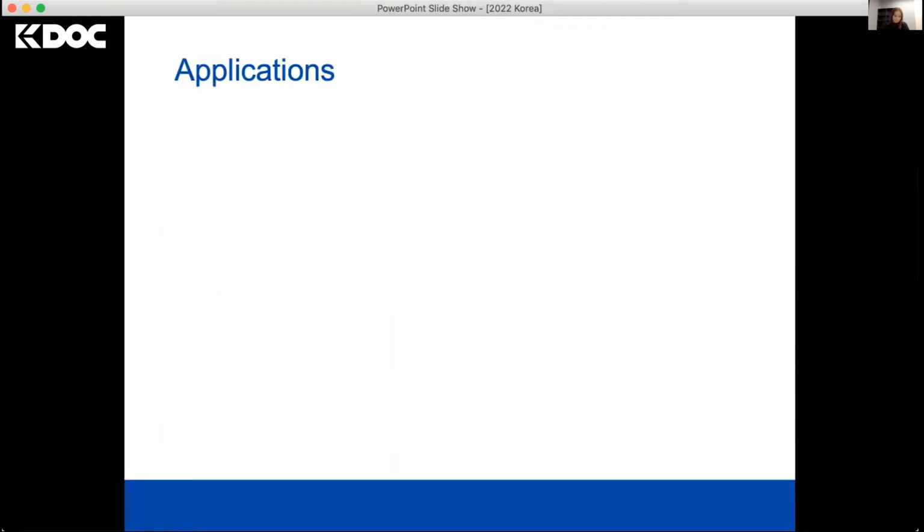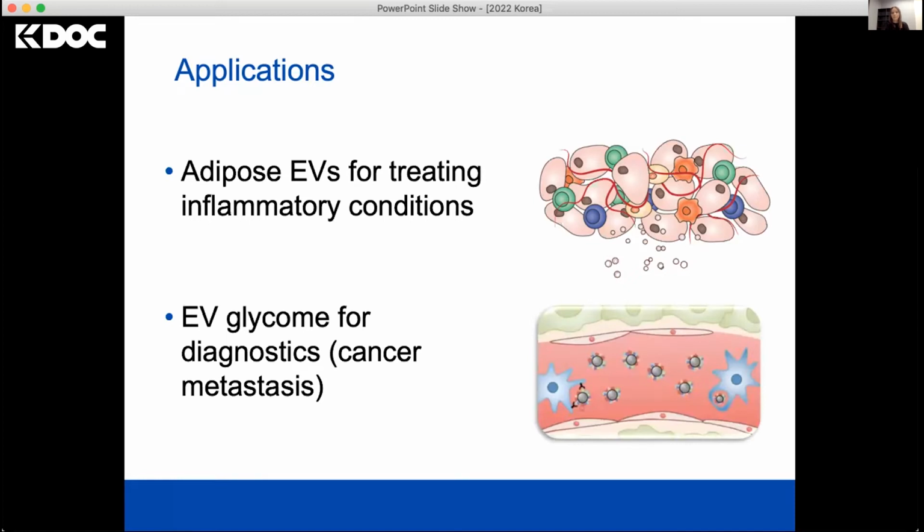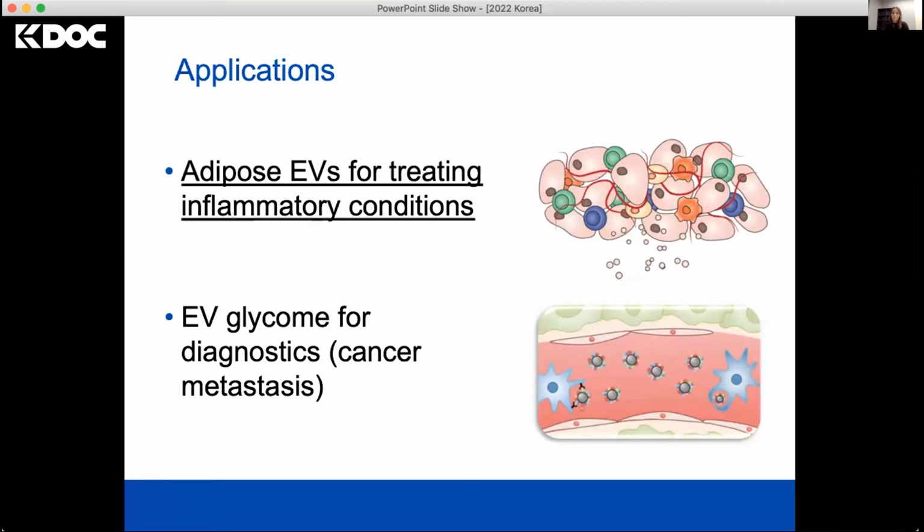And so now that my lab has tried to overcome some of the main challenges in terms of isolation and storage, I'll share some of the applications that we focused on. One is using these fat, or adipose, extracellular vesicles to treat inflammation. And the other is focusing more on diagnostics in terms of cancer metastasis and looking at the sugars, or the glycans, because most labs have focused on extracellular vesicle RNA and proteins as biomarkers, while the glycans have been ignored for the most part. And so I'll start by talking a little bit about the therapeutic indication.